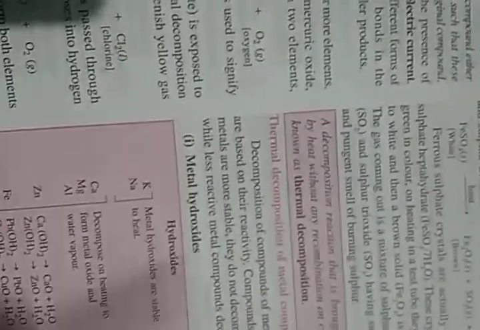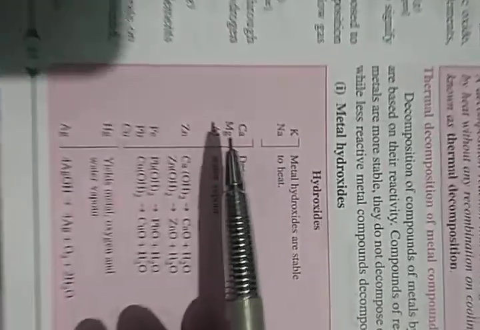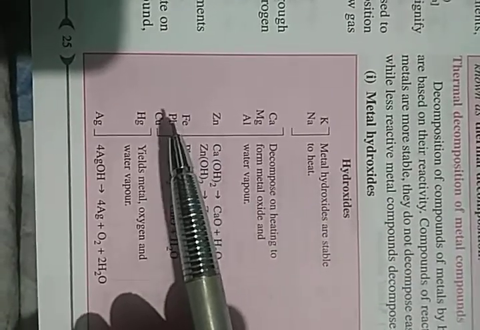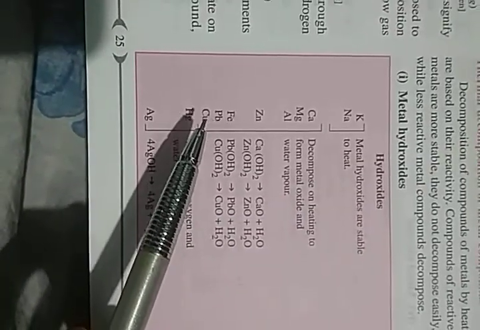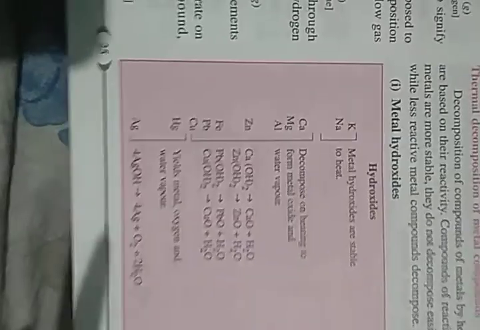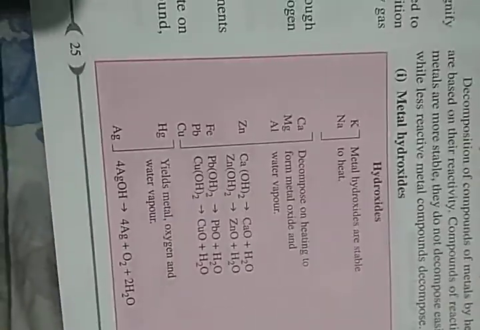Here are some concepts. Thermal decomposition of metal compounds. Now, if you see here: potassium, sodium, calcium, magnesium, aluminium, zinc, then iron, tin, nickel, lead, then it is hydrogen in fact, but these are the metals only. Here are the names of the metals. After lead comes hydrogen, then copper, mercury, silver, then gold and platinum. They are noble metals, they do not react with anything.